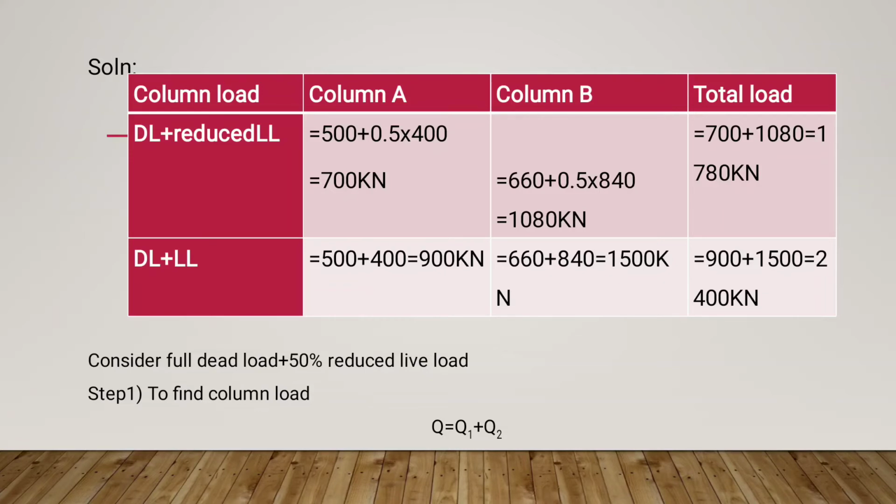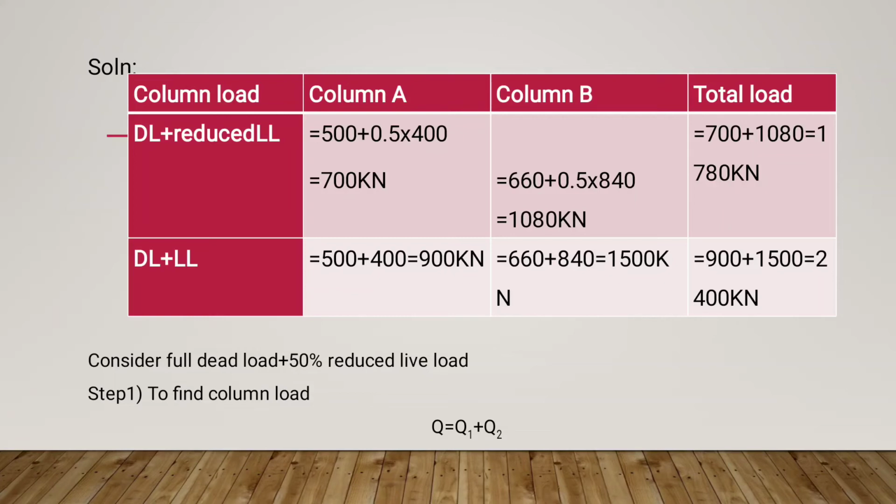Next case is dead load plus full live load. So in column A, dead load is 500 plus live load is 400, which is equal to 900 kilonewton. In column B, the dead load is 660 and live load is 840, so totally 1500 kilonewton. Therefore, total load in dead load plus live load condition is 2400 kilonewton.